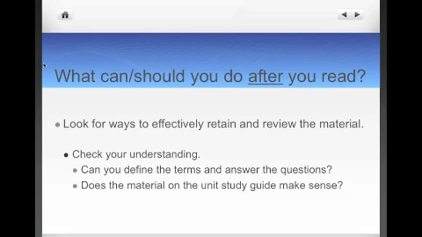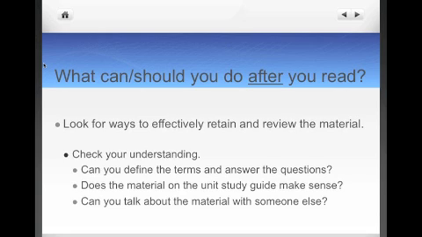Does the material in the unit study guide make sense? Do those terms make sense? Do the questions make sense? Can you talk about the material with somebody else? Can you call them and say, hey, did this make sense to you? What do you think about this? Even just being able to ask good, in-depth questions signifies that you understand what you've done.